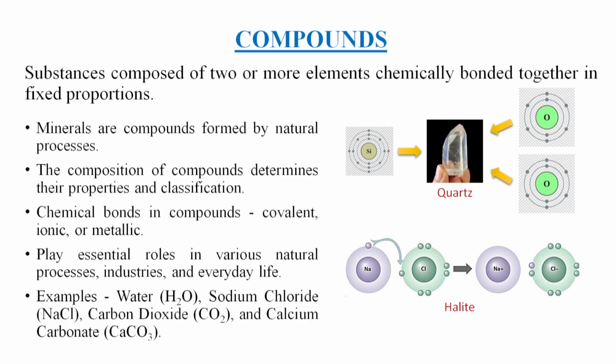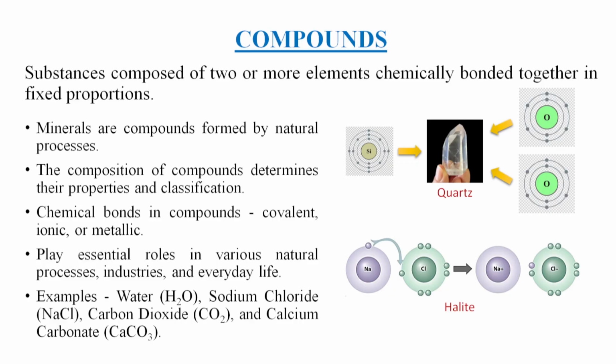Then whenever I am talking about a compound that is formed as a result of combination of sodium and chlorine, that is sodium chloride. If it is forming in a natural way, then we can refer to it as a mineral, that is halite.